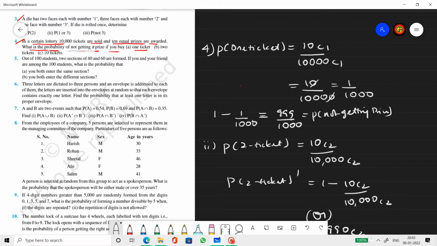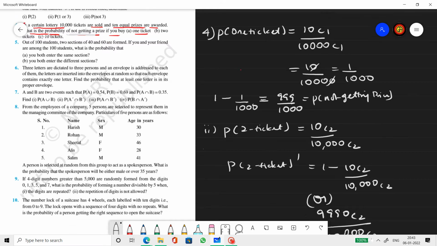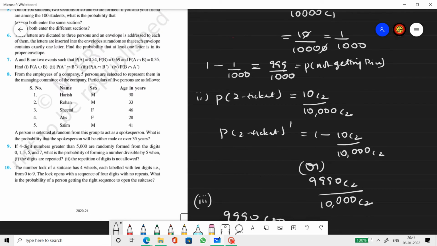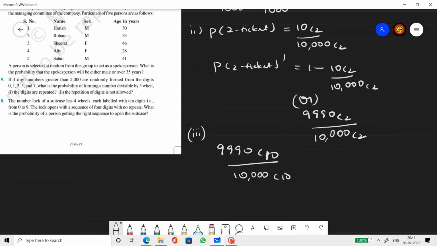Next we buy two tickets and we didn't get the prize. So total tickets is 10,000, minus 10 which carry the prize. So 9,990 tickets do not carry the prize and 2 are selected out of that. So 9,990C2 by 10,000C2. Third case, you buy 10 tickets and you don't get the prize. So all 10 are from the 9,990. So 9,990C10 by 10,000C10.